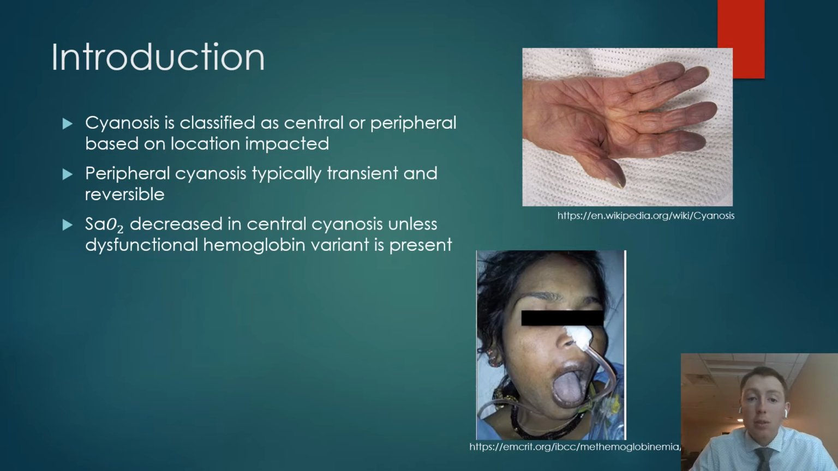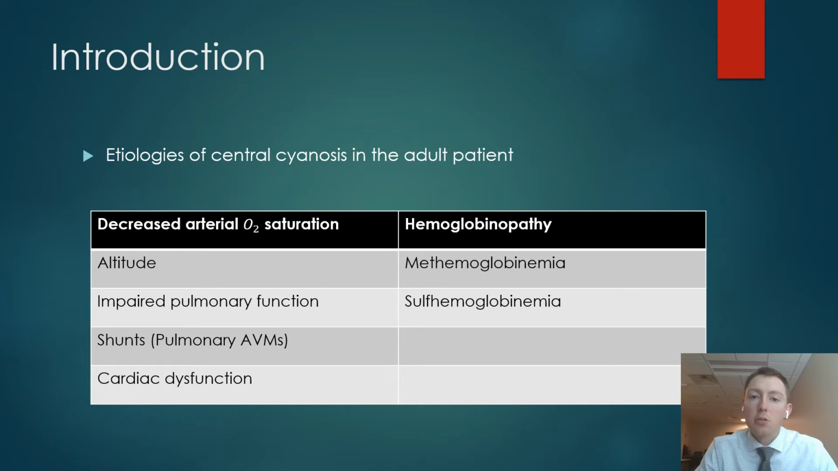While central cyanosis can be more worrisome, as it's usually seen in critically ill patients with impending cardiac or respiratory failure, and this is due to the reduced oxygen saturation in the blood. However, central cyanosis can also be due to an abnormal hemoglobin variant, so that's also something that should remain on the differential in a patient with central cyanosis. I've included images of peripheral and central cyanosis for your reference, just so you can see how these may present clinically.